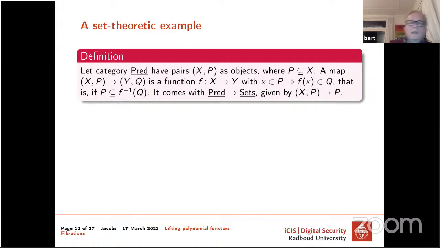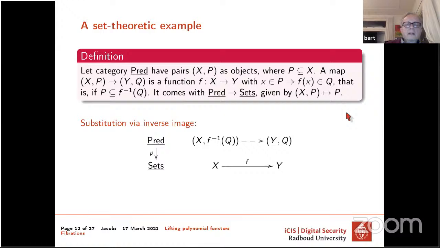We then have a forgetful functor from predicates to sets, simply, there's a typo here. This should be an X. So there's also a functor like this, but actually it's comprehension. We'll see this later. But the functor I meant here should have an X. Sorry for the typos.